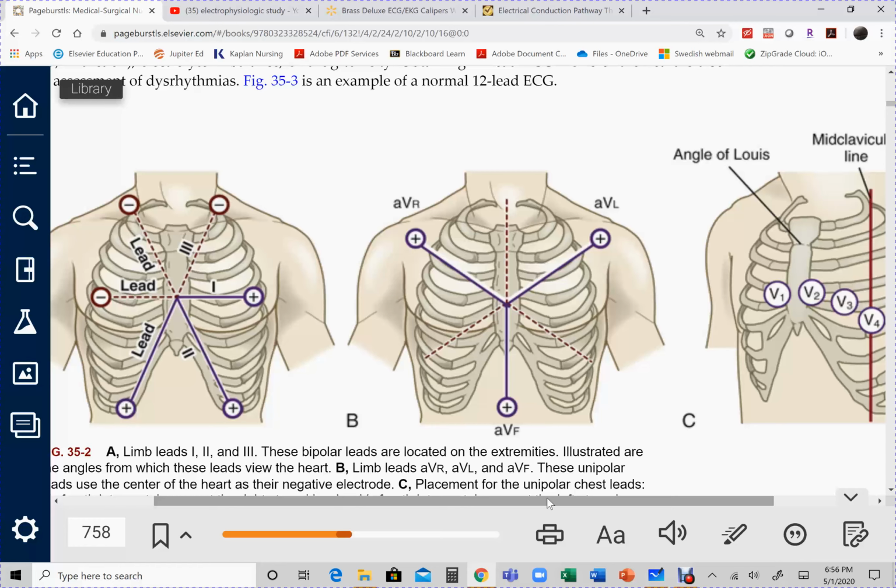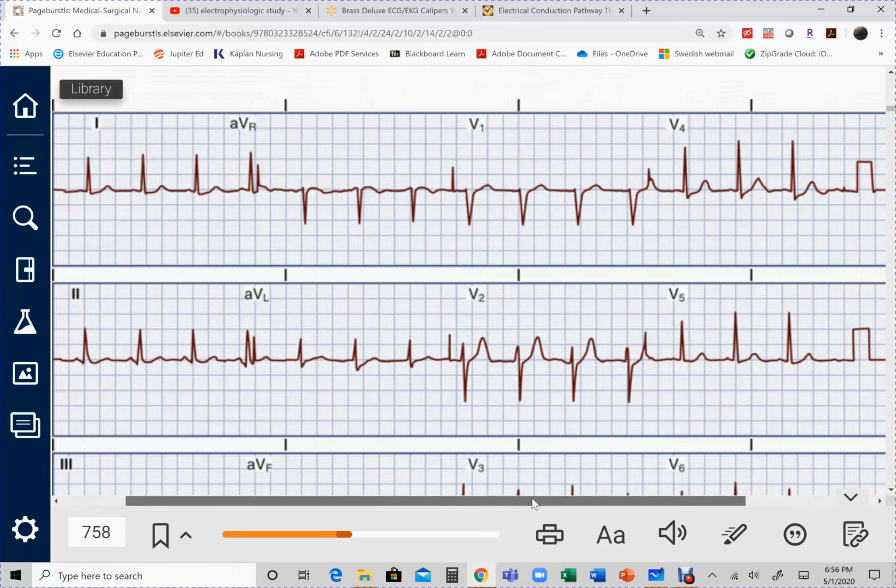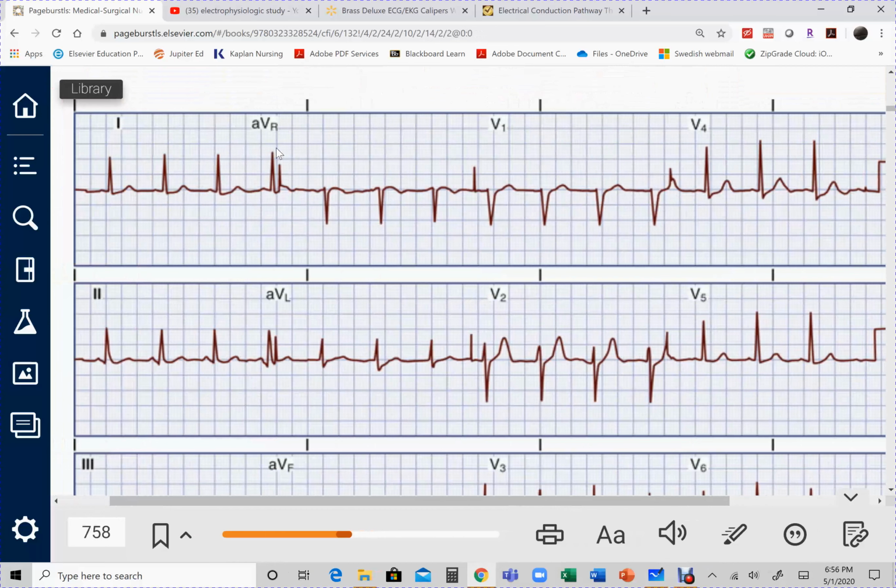So the 12 lead EKG is here, by the way. This is a typical 12 lead EKG. This is giving you the 12 views. Here are leads 1, 2, 3, aVR, which is the right arm, aVL, left arm, aVF, foot, which is the left foot. The right foot is a ground lead, so it doesn't count. There's no view from the right foot. And then there are 6 precordial or chest leads, V1, 2, 3, 4, 5, and 6.